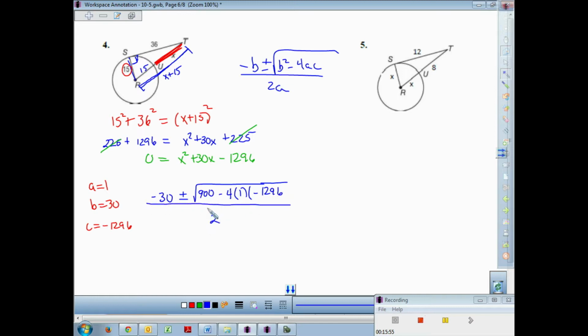So a big pet peeve that I have is you don't make this radical symbol large enough to fit everything underneath there, and you don't make this fraction bar long enough to fit everything on top of there. Please make sure you're making it look right.